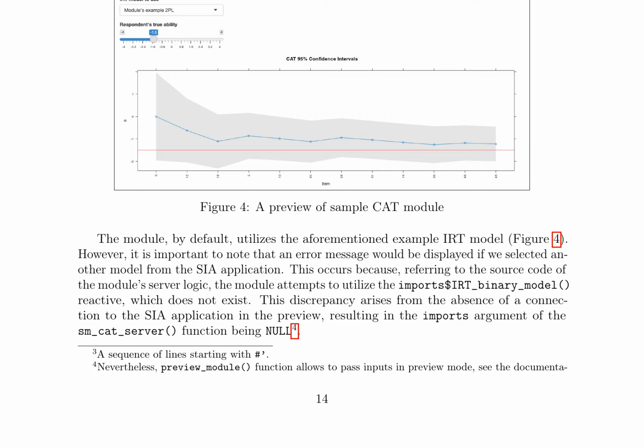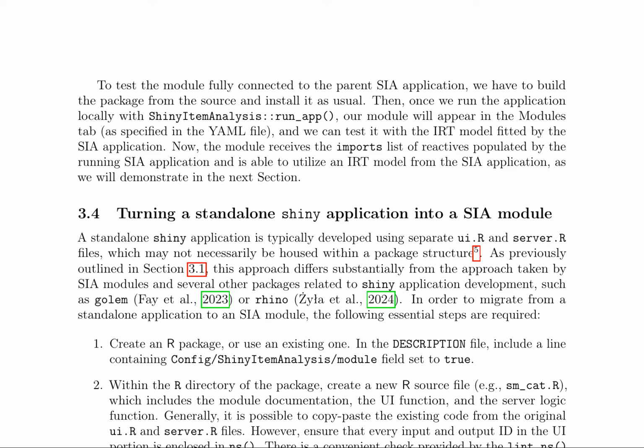sm_cat_server function being null. To integrate a fully functional module with the parent SIA application, the process begins with building the package from its source code, followed by a standard installation procedure. This enables seamless interaction between the module and the parent application.